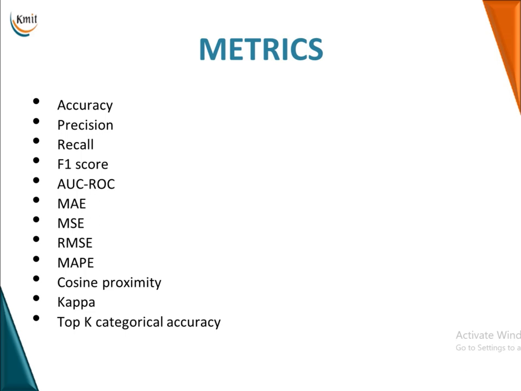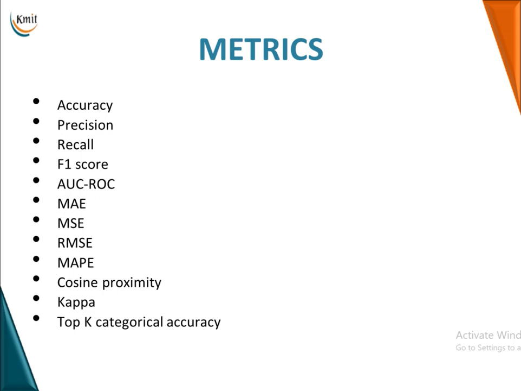Next, the F1 score is nothing but the harmonic mean of precision and recall. Whenever you find some imbalance between the classes in a classification task, and you want to balance your precision and recall, then you go for the F1 score as the metric to evaluate your model.